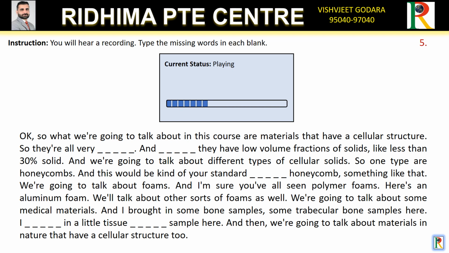So one type are honeycombs, and this would be your standard hexagonal honeycomb, something like that. We're going to talk about foams, and I'm sure you've all seen polymer foams. Here's an aluminum foam. We'll talk about other sorts of foams as well.